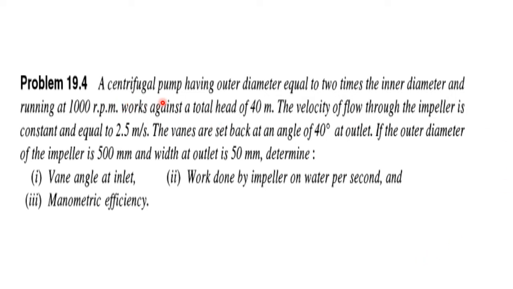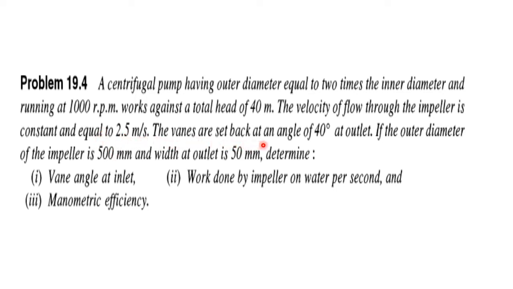The problem is: a centrifugal pump having outer diameter equal to 2 times the inner diameter and running at 1000 rpm works against a total head of 40 meters. The velocity of flow through the impeller is constant. It means Vf1 will be equal to Vf2 and equal to 2.5 meters per second.